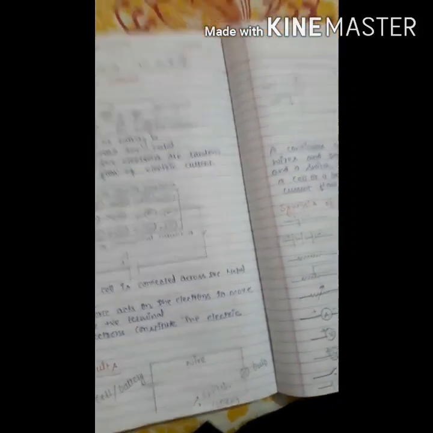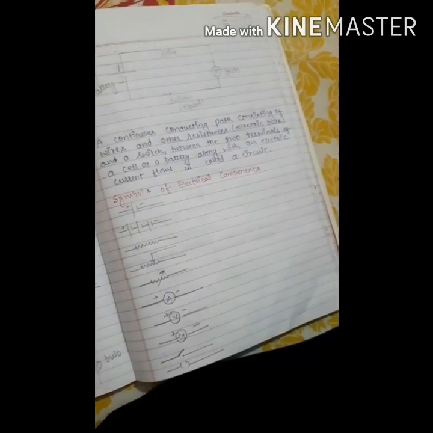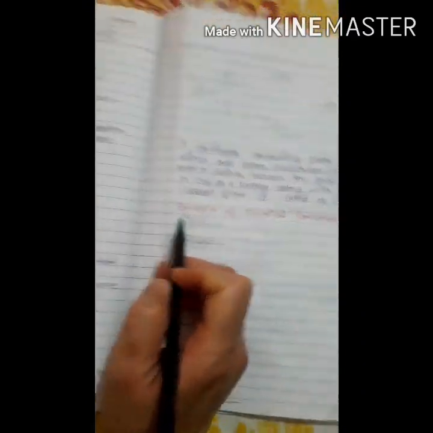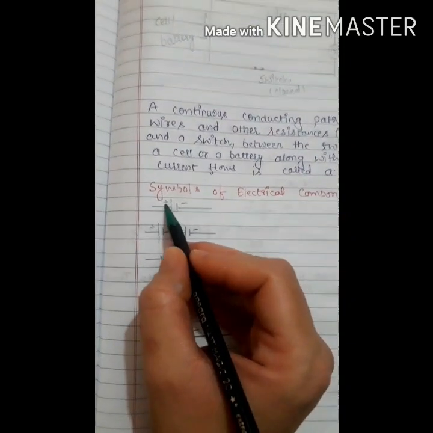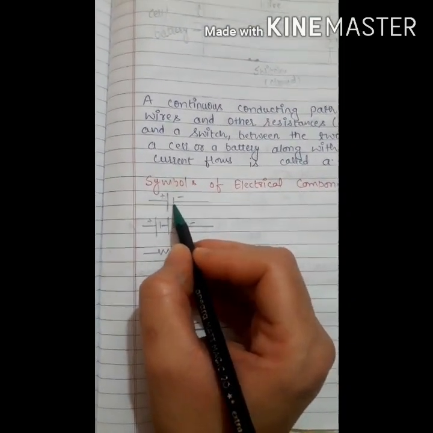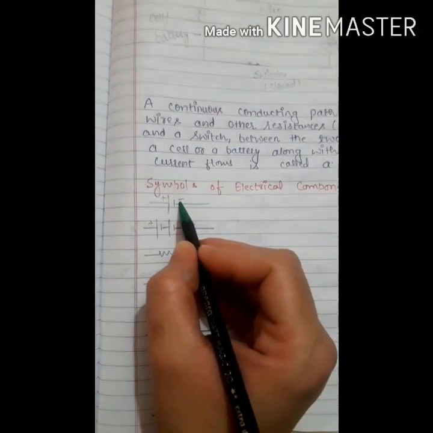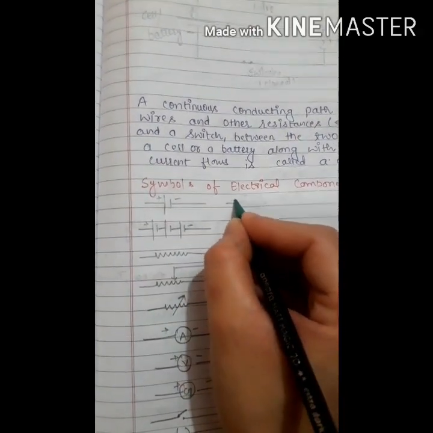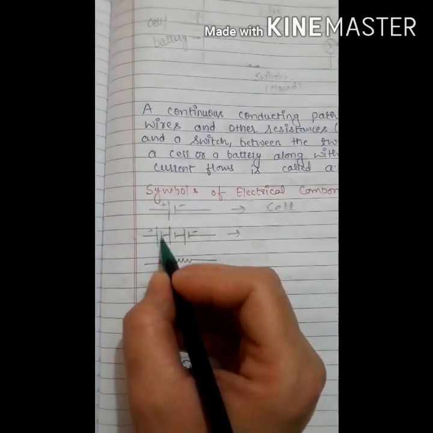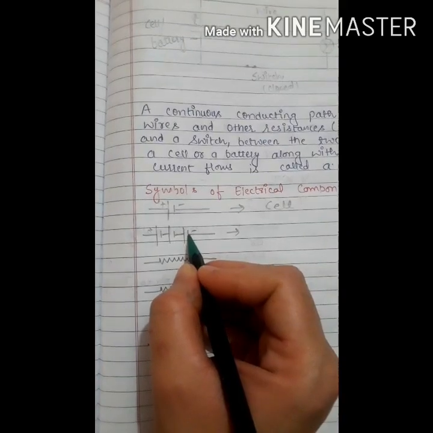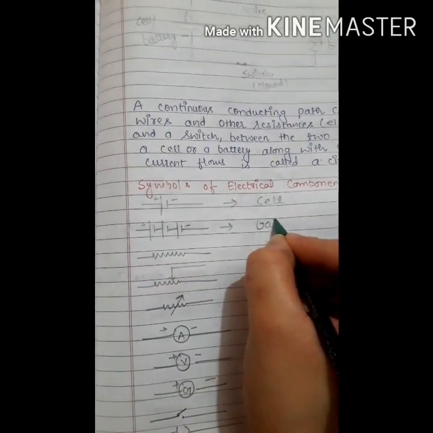Now we will move further, our next topic is symbols of electric components. Our first symbol is a cell. This is the bigger terminal known as the positive terminal, and this one is the smaller terminal known as the negative. So this is known as a cell. When a number of cells are arranged in series, it is known as the battery.